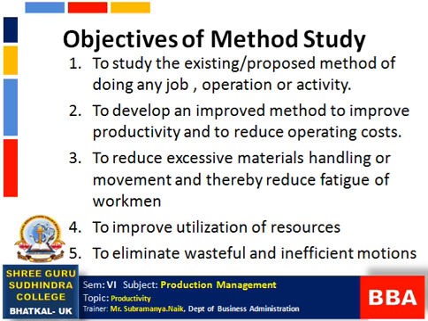Second one is to develop an improved method to improve productivity and to reduce operating cost. So our aim is to develop the improved method, that means a new method. What is our main motto? To improve the productivity. By implementing the new method we are going for increasing the productivity, and the first aim is reducing the cost. Every businessman or industrialist has their first focus on this one.